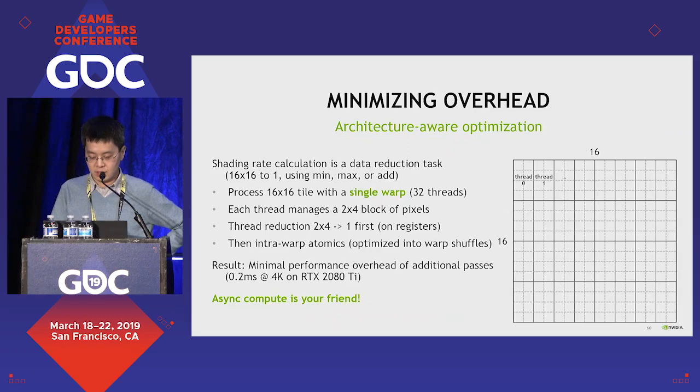And all passes together take only 0.2 milliseconds on a 4K frame. And by putting it into the async compute queue, the overhead is completely wiped out.